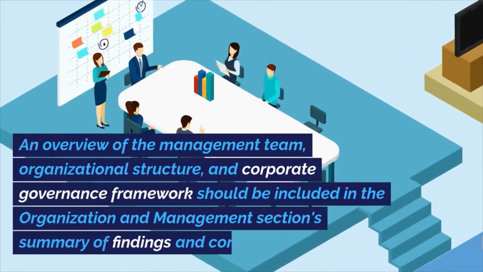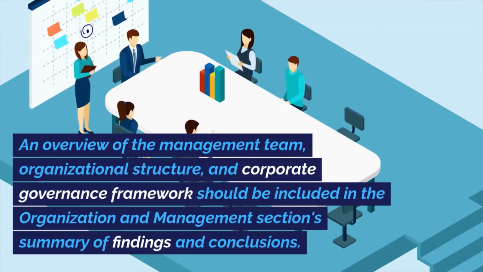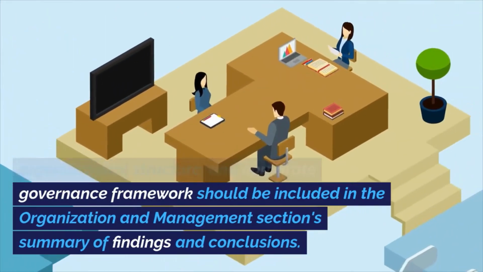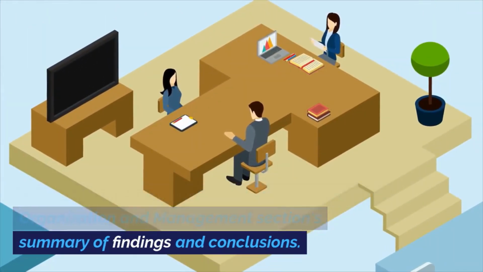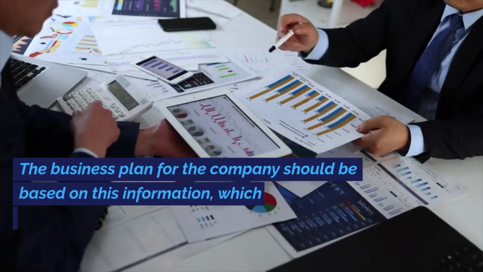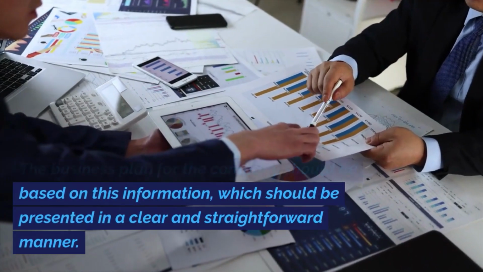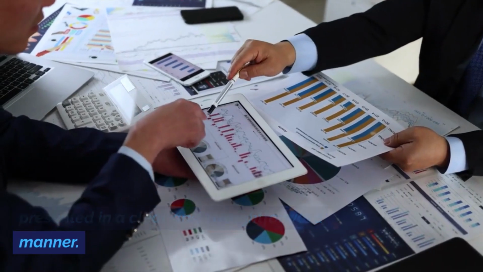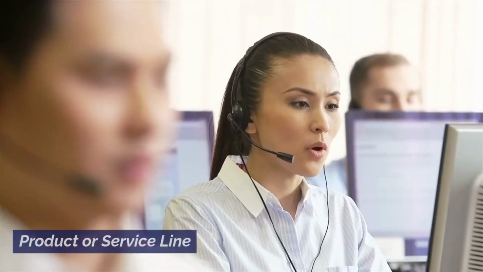An overview of the management team, organizational structure, and corporate governance framework should be included in the Organization and Management section's summary of findings and conclusions. The business plan for the company should be based on this information, which should be presented in a clear and straightforward manner. Product or service line.